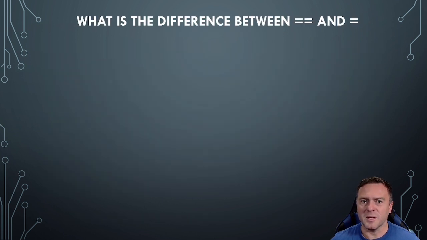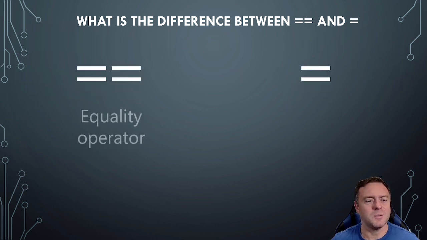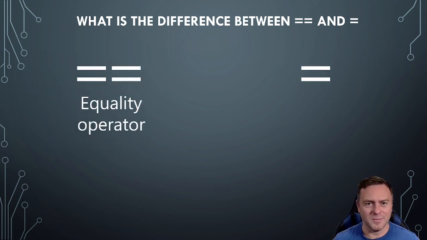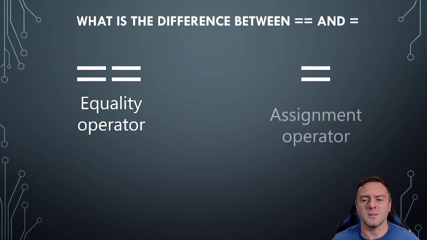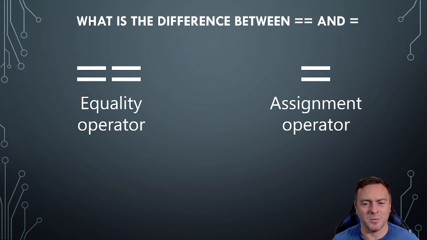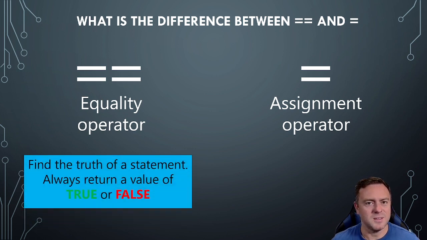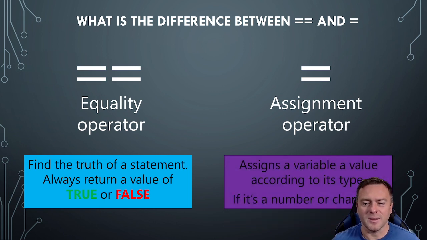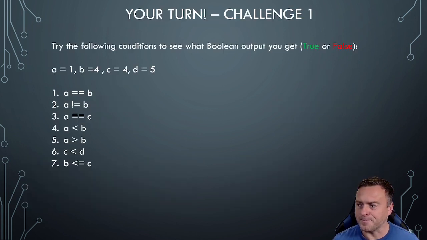So the big question: what's the difference between double equals and just a single equals? Well, double equals is an equality operator. So it's looking to see if something's true or false. So it's comparing stuff. Whereas single equals is an assignment operator in Python. So what this means is double equals, the equality operator, is checking to see the truth of the statement, so seeing whether or not it's true or false. Whereas the assignment operator literally assigns a value to a variable or an identifier. So usually it's assigning a number or a character into the background.